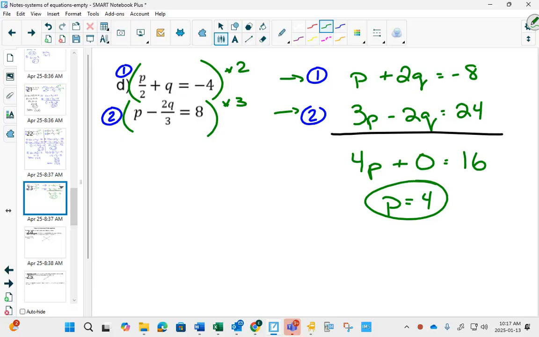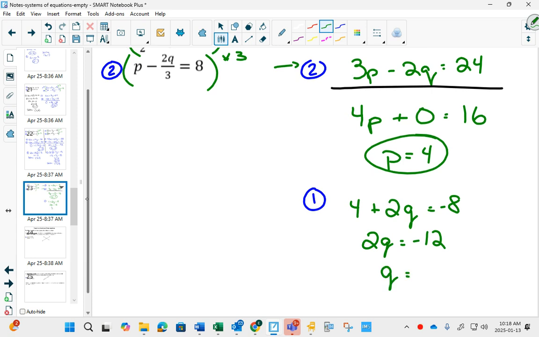And now I have to solve for Q. I could use any of my equations. So some people would be like, I want to use equation 1, the equation without any fractions. So perfectly fine, we could plug it in. P is 4 plus 2Q equals -8. I could have also plugged it into equation 1. Get my like terms together, so I'm going to have to subtract 4 on both sides, negative 12.